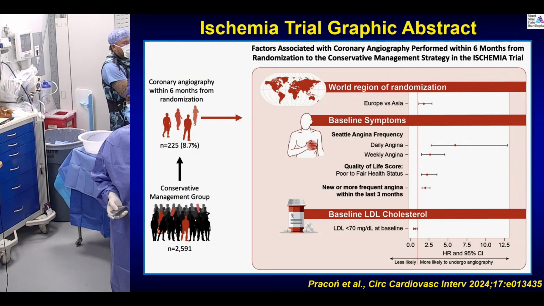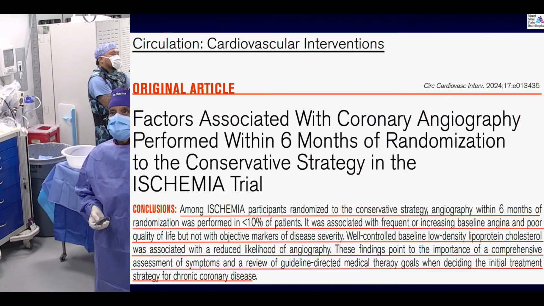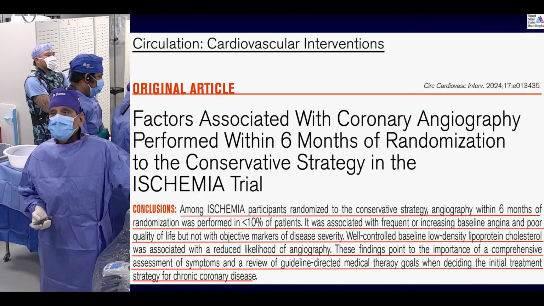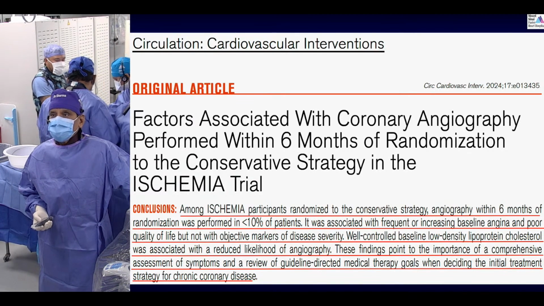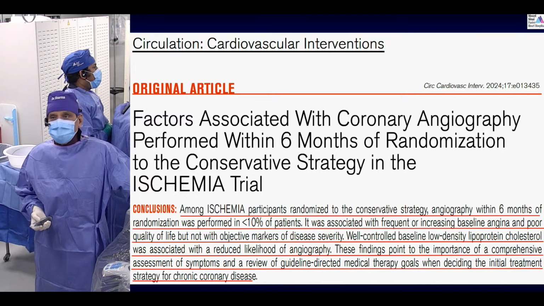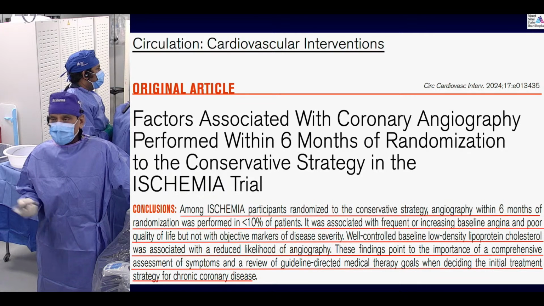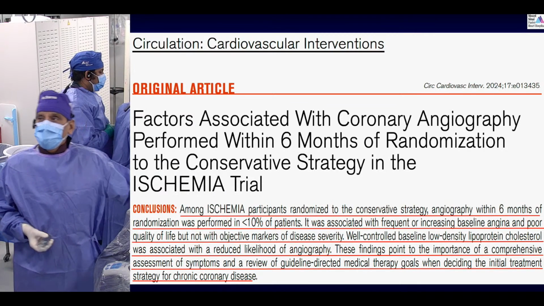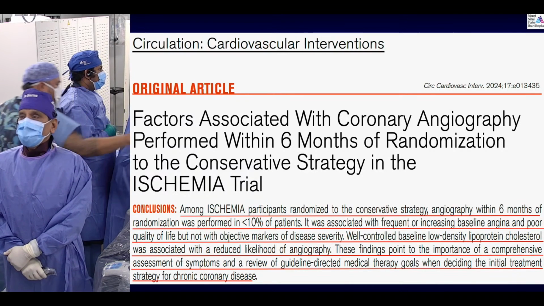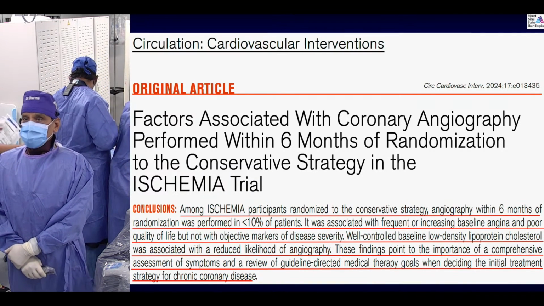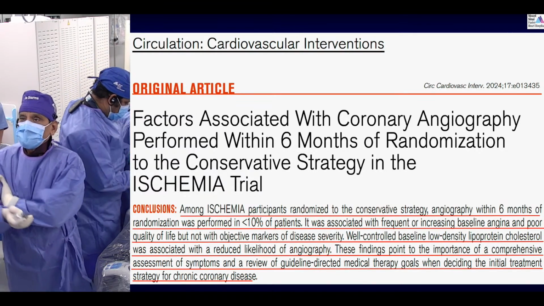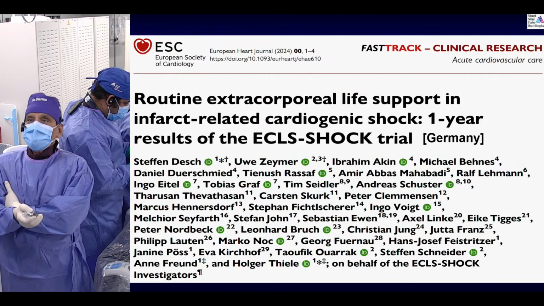So this basically puts together what we have seen here. The summary was that in the ISCHEMIA trial, angiogram within 6 months occurred in 10% of cases, and was associated with frequent or increasing baseline angina and poor quality of life, but not with objective markers of disease severity like LAD and so on. Well-controlled baseline low-density lipoprotein cholesterol was associated with a reduced likelihood of angiography. These findings point to the importance of a comprehensive assessment of symptoms and a review of guideline-directed medical therapy goals when deciding the initial treatment strategy for chronic coronary disease.